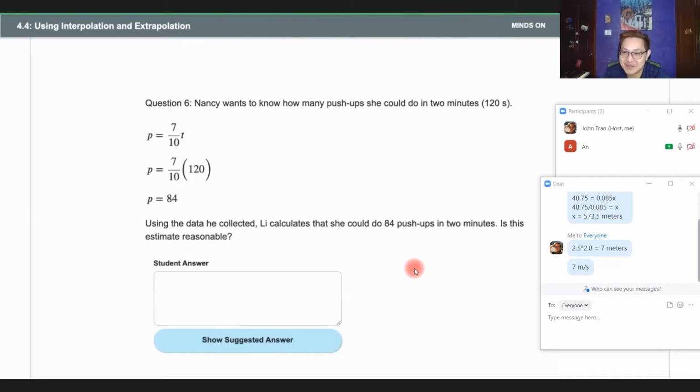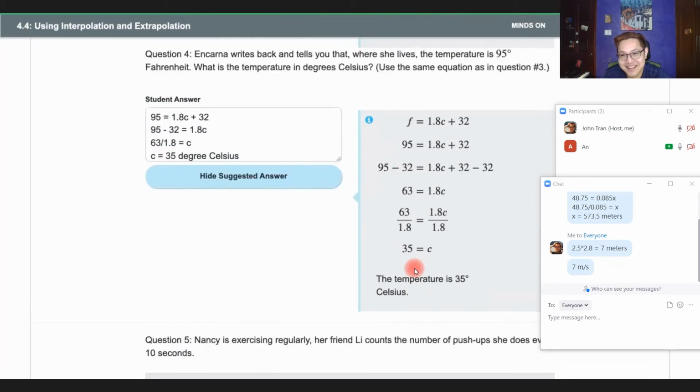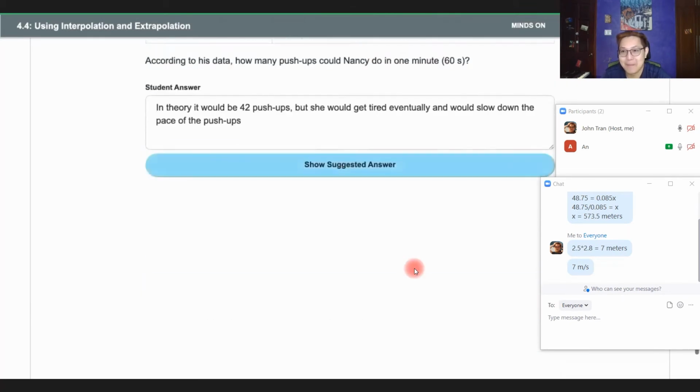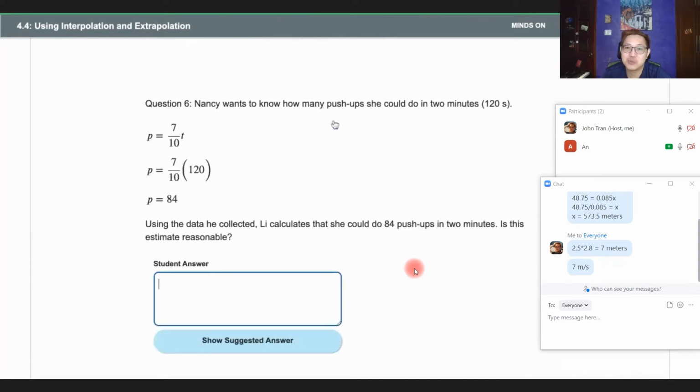84 push-ups in 2 minutes. Do you think it's reasonable? Can you yourself do 84 push-ups? It's impossible because after about 30 or a maximum of 40, you would feel extremely tired, right? You wouldn't be able to do that in 2 minutes. Impossible, unless you're a superhuman. Unless you train really hard. But come on, 84 is just a lot.